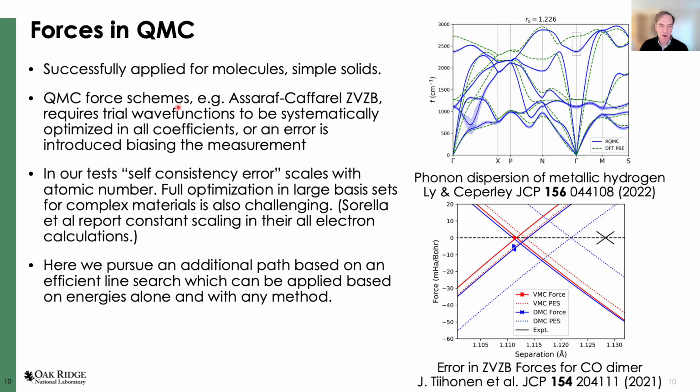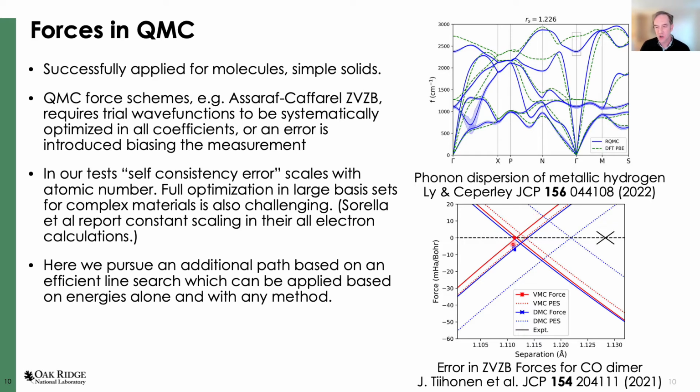And that is, in the current schemes that are used and have been painstakingly developed over the last few decades, there's a requirement that the trial wave functions are systematically and consistently optimized in all their coefficients. And if one doesn't do this, one introduces an error, which then biases the force calculation. And we've investigated this. That's shown here in this lower paper, looking at, for example, carbon monoxide. And unfortunately, it does grow a little bit faster than we would like.